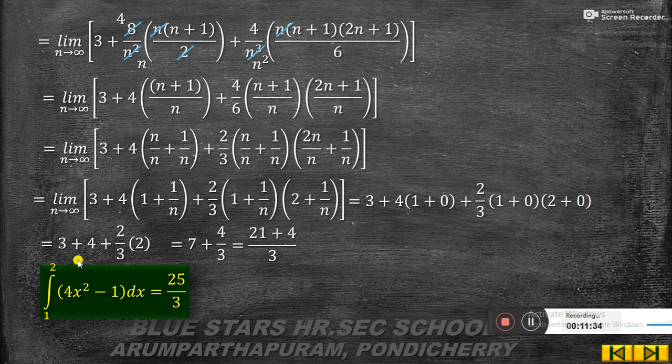So the next step I write: 3 plus 4, that is 7, plus 2 by 3 into 2, that is 4 by 3. Cross multiplying, 7 3s are 21, 21 plus 4 equals 25 by 3. This is the answer for the given integral. Therefore the integral from 1 to 2 of 4x square minus 1 dx equals 25 by 3. This is the answer.